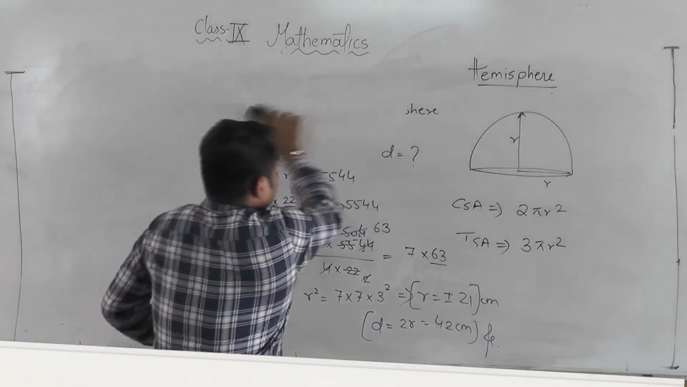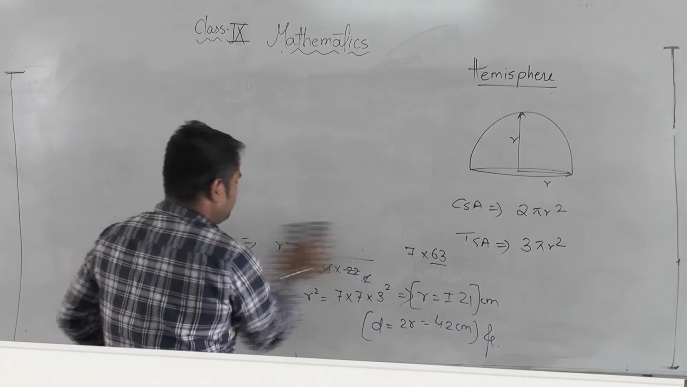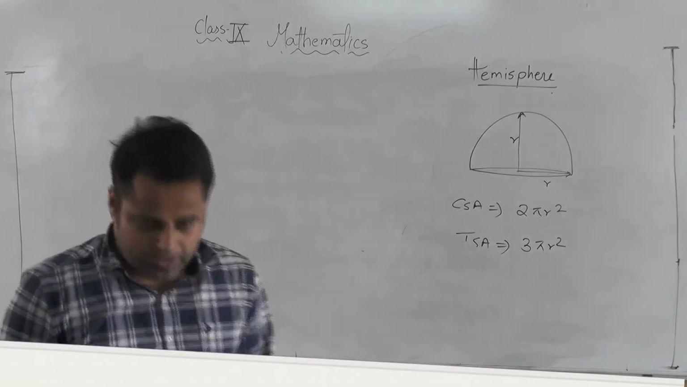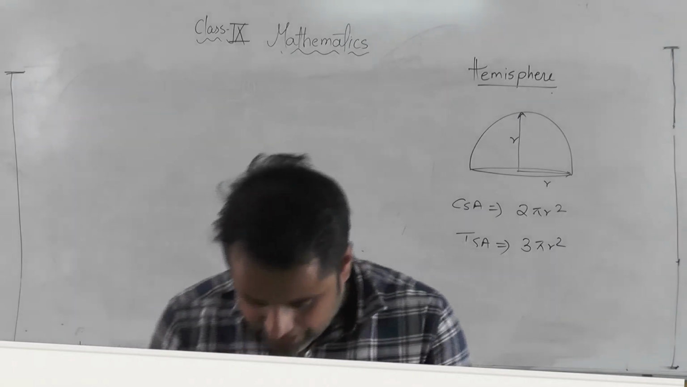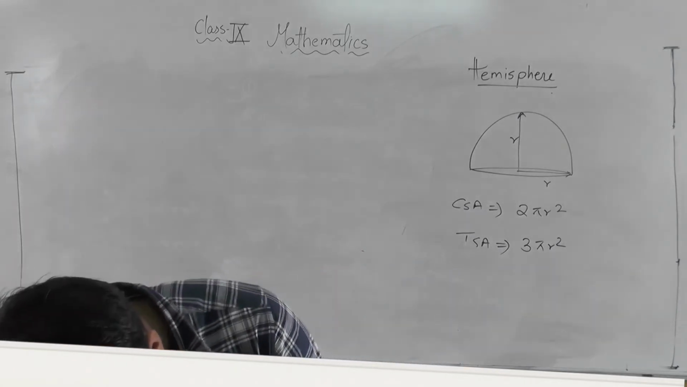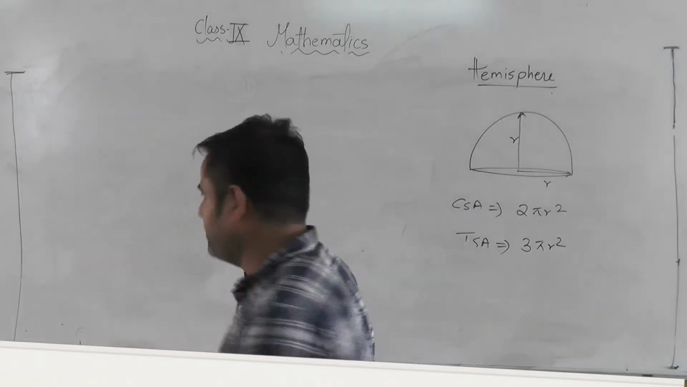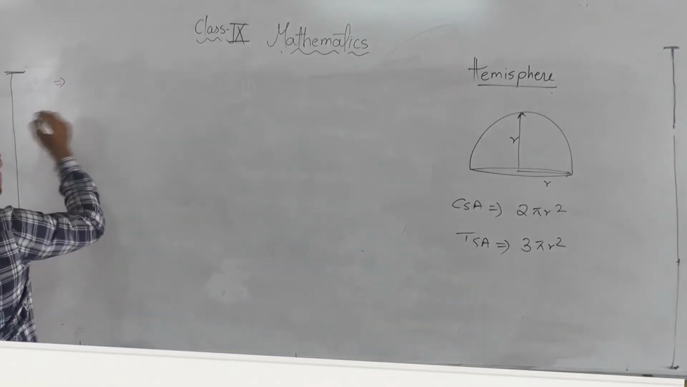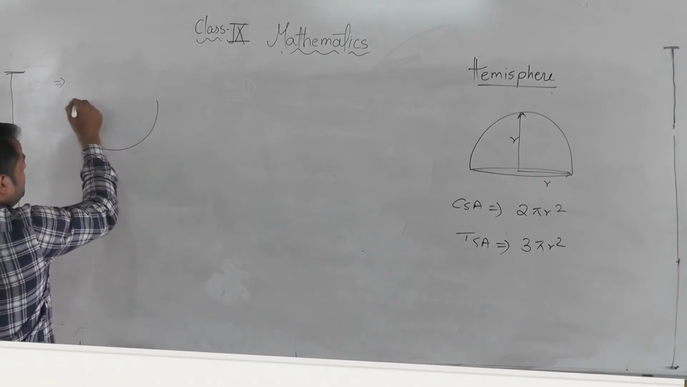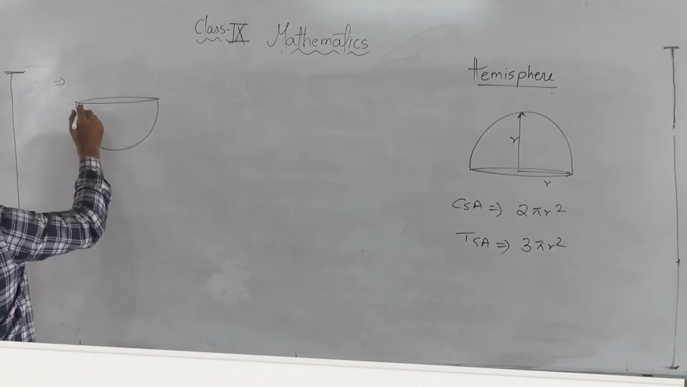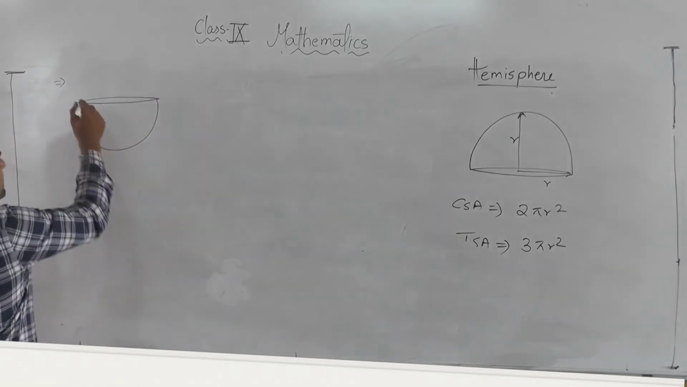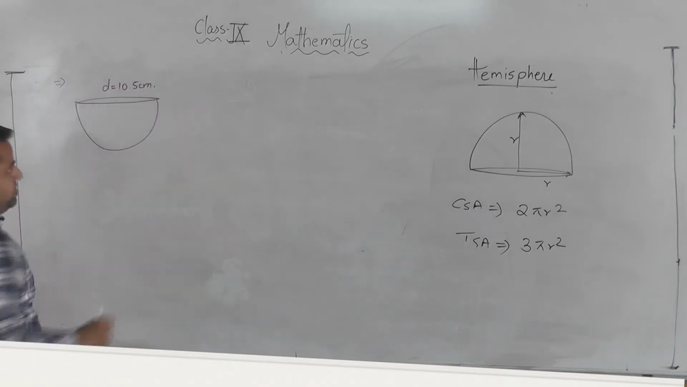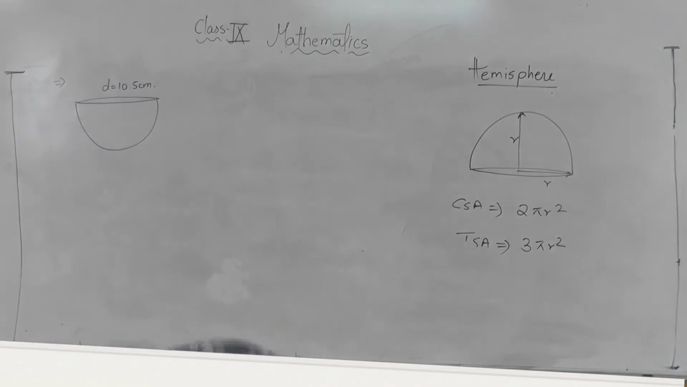These are sphere questions. Sphere questions are a bit easier, because the CSA and PSA formulas are given and no problem occurs in that. A hemispherical ball made up of brass has inner diameter 10.5. Now see, it is hollow. What is it talking about? A hollow hemisphere. A hemispherical bowl is here. So I made a bowl here of inner diameter 10.5 centimeters. Maybe it has an outer diameter as well.